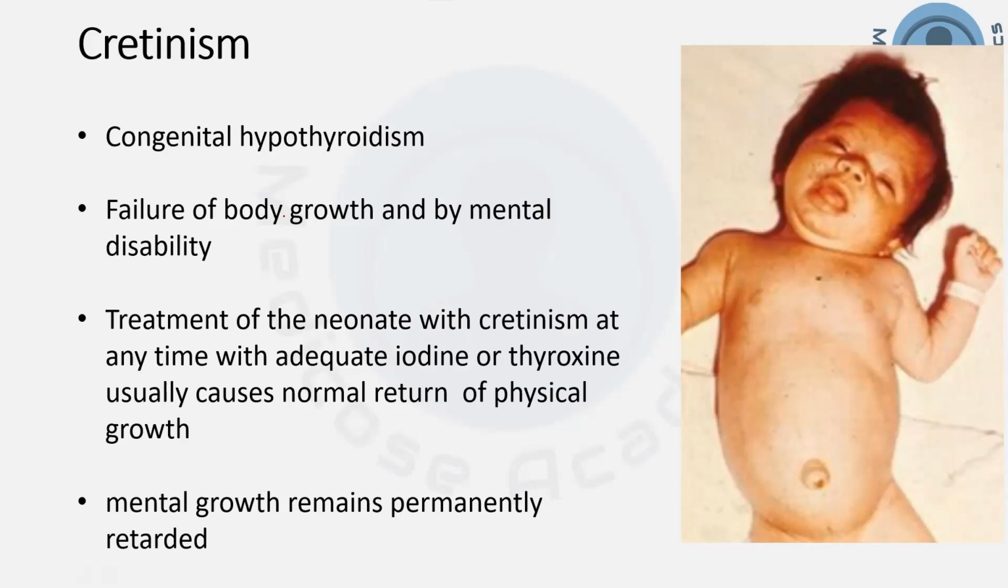So there is failure of growth and mental disability. It can result in dwarfism. This type of dwarfism is characterized by disproportionate growth because the soft tissues grow, but the skeleton does not develop adequately. If neonates who have cretinism are treated with adequate iodine or thyroxine, it usually causes normal return of physical growth. It depends at which stage it is treated. If it is treated early in life, it can cause normal return of physical growth. However, the intellectual disability is going to persist.